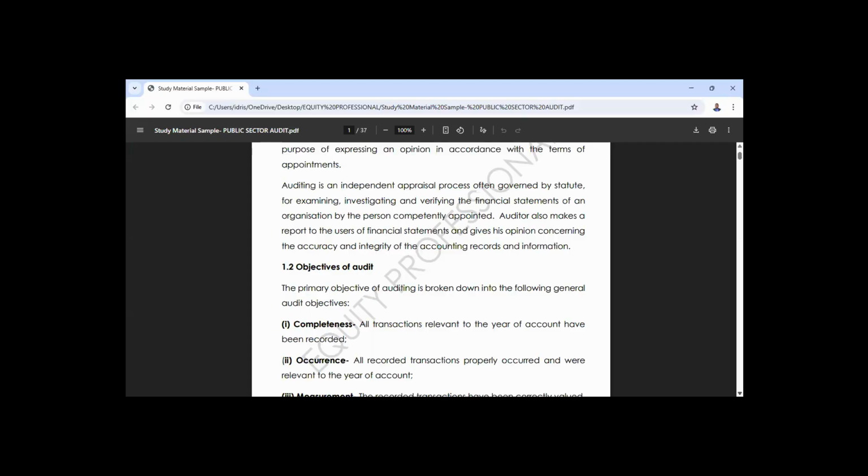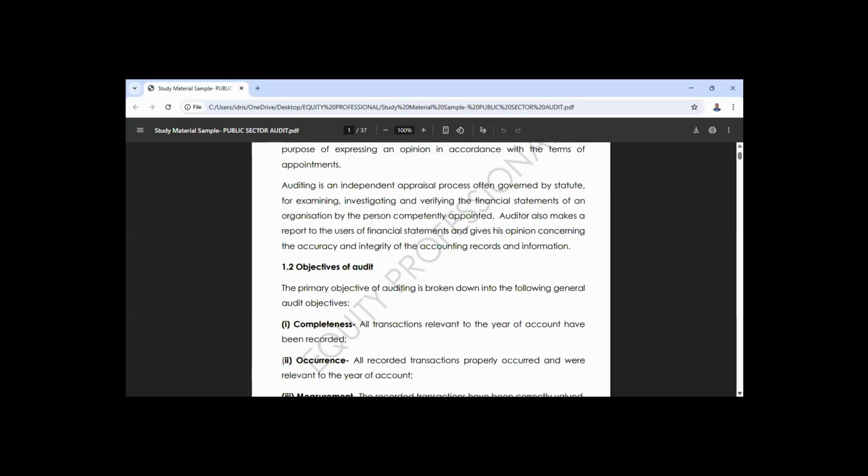Now, what is the objective of audit? This topic we are talking about is public sector audit. How do we audit government accounts? But before we start with government account, we have to look at audit in general. So that is the reason why we start from what is an audit. So second part now, objective of an audit. Why do we carry out audits?